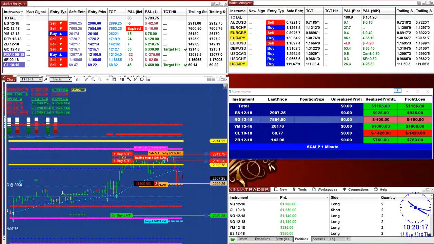So let me see if we can catch anything. I don't see anything catchable right now. There is the market drop while we're explaining how things work. I was late on catching anything.